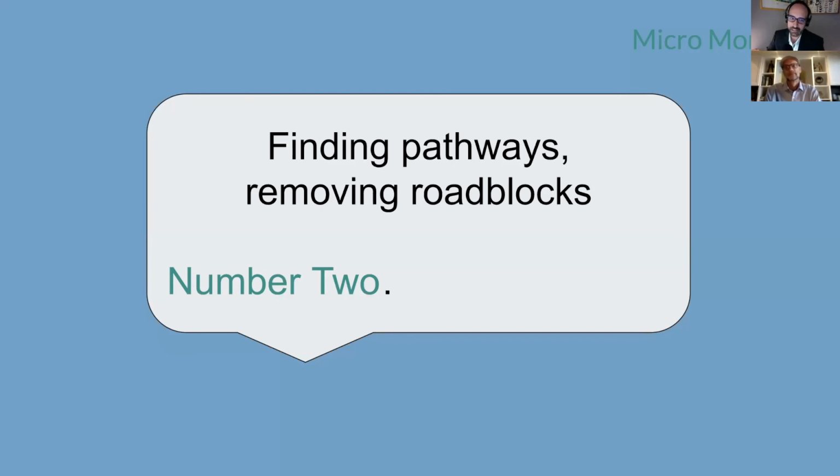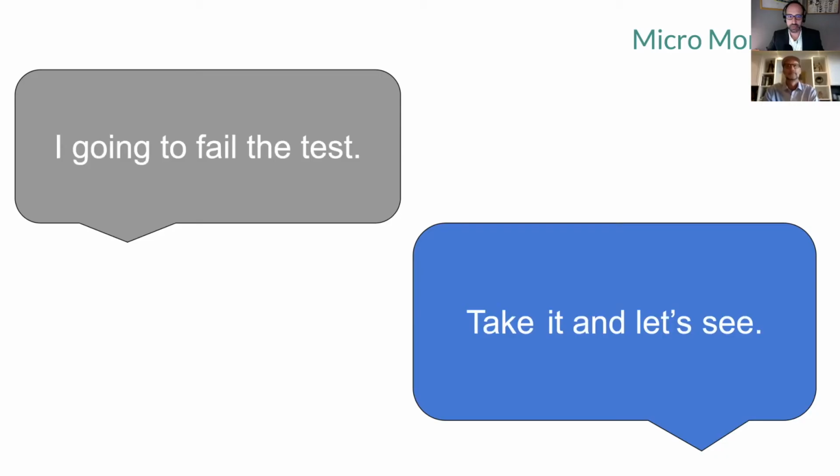The second one is finding pathways, removing roadblocks one more time. This has happened to me many times in my career, especially having taught math as long as I have. A student will come up to me and say, I am going to fail the test that you're going to give me. And early in my career, I've got to be honest, my answer was usually something like: take it and let's see. That was a bit of a spike to a student, and it was also not inclusive to their needs, nor was I really digging into the situation that a student felt safe enough to present to me in the first place.